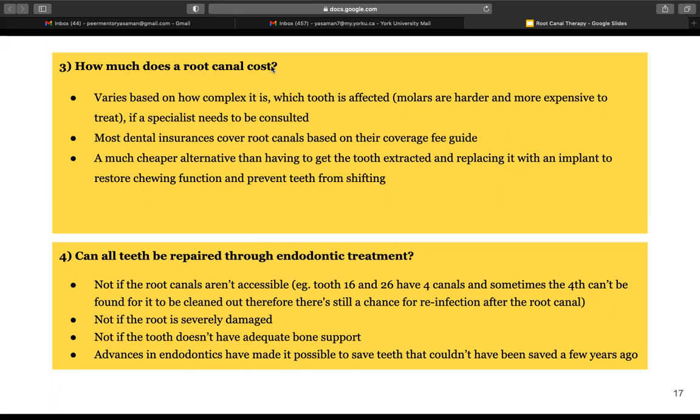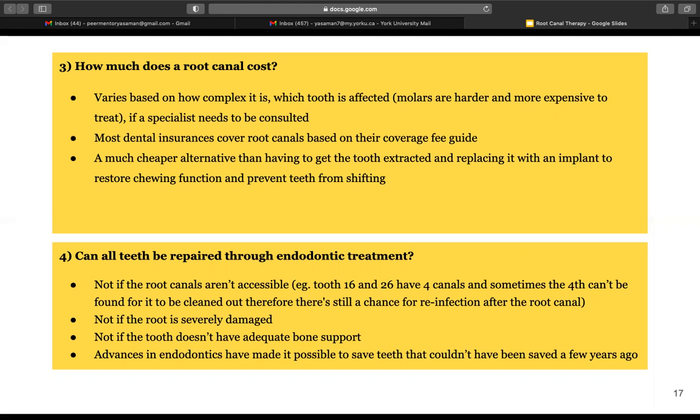The fourth one is, can all teeth be repaired through endodontic treatments? No, not if the root canals are not accessible. For example, teeth 16 and 26 have 4 canals, and sometimes the fourth can't be found for it to be cleaned. Therefore, there's still a chance of getting a reinfection after the root canal. I think Yasaman also talked about in her slides that there is one that comes out of the side of the tooth that you can't really get to and clean properly.